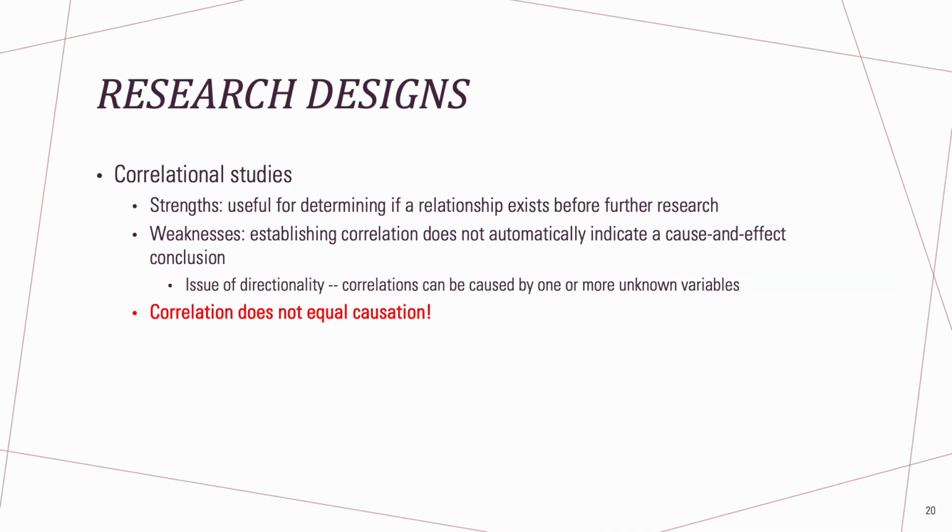I already said this on the other slide, but again, sometimes it's useful to use correlational studies when we just want to see first if a relationship exists before future research, or maybe we're not able to experimentally manipulate a variable. But a weakness is that we can't really establish causality because we're just looking at associations. So there's this issue of directionality. We don't actually know that something is caused by another variable. So the takeaway here is that correlation does not equal causation. All we can say is that these two variables are associated with one another.